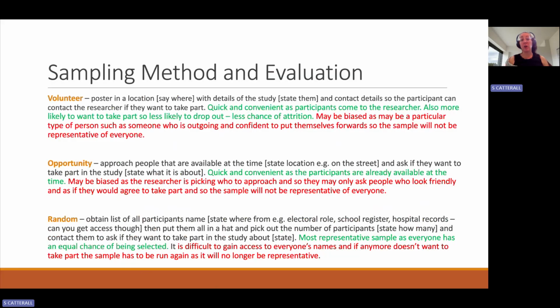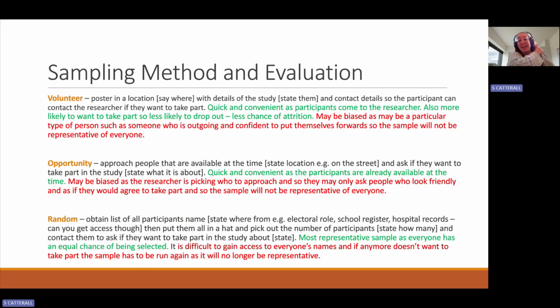Although the disadvantage of a self-selected sample is that it's not representative, because you've only got a certain type of person, someone who's really confident and outgoing, that's going to put themselves forward. So it's not going to represent everybody, particularly if what you're investigating needs people of a range of different confidence levels. For example, if it was on bullying and you got all the confident people, they might not have been bullied, because it's usually people that are less confident that get bullied. So that would be a massive issue in that kind of study.